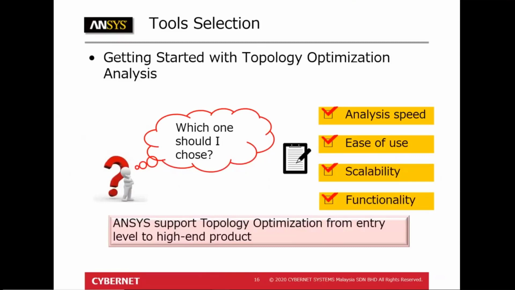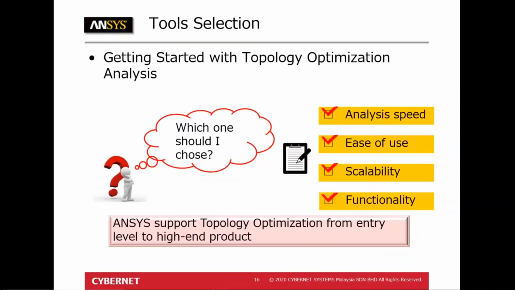Like I mentioned before, topology optimization is attracting attention everywhere, basically. Now every CAD or CAE vendor, including ANSYS, has released its own topology optimization products or features, one after another. So when it comes to choosing which product offers the best topology optimization, it all comes down to what it is that you need the most. Is it the analysis speed and ease of use, or maybe the scalability of the product, or even the functionality of the product itself?